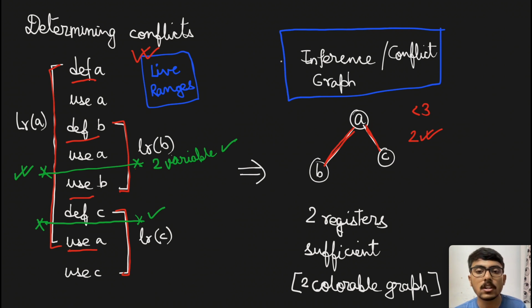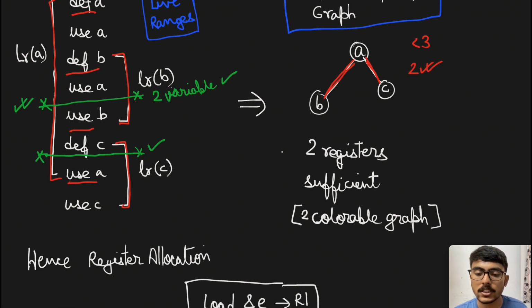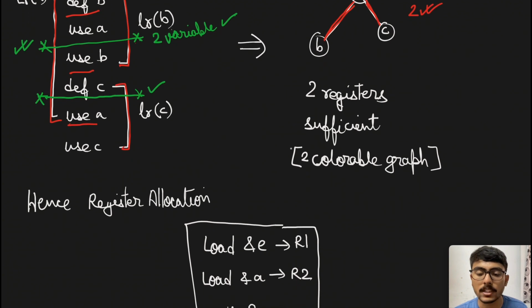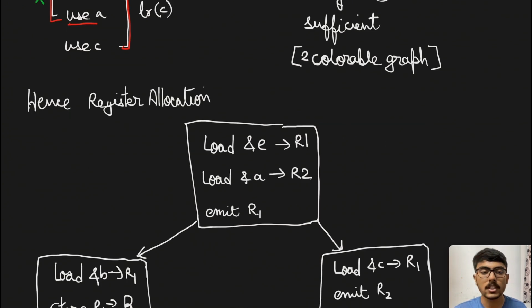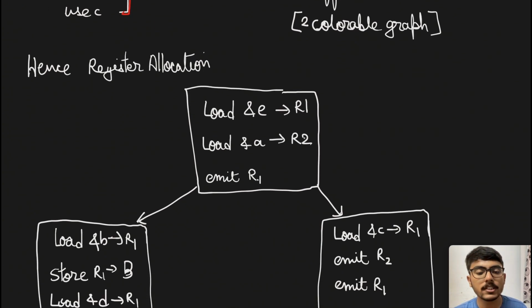So this was the inference or conflict graph that we'll be drawing here, and two registers are sufficient since this is a two colorable graph. Now we come to the register allocation part. So in here we see that first we need to load E. Load, as I mentioned, stands for the loading of data from memory to registers.